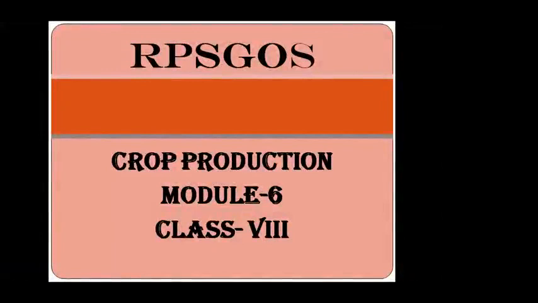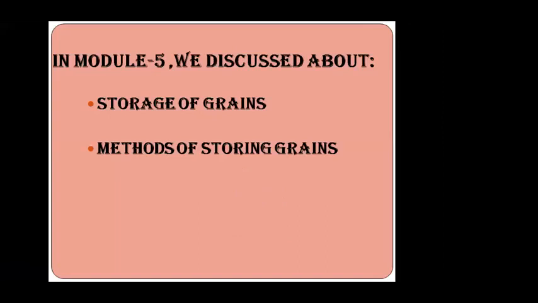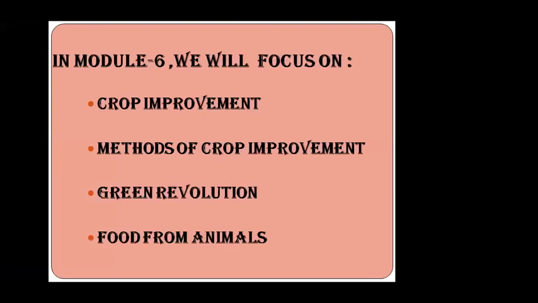Today, we will continue with the topic of crop production, Module 6. Before starting, just recapitulate what we have done in Module 5. We discussed the storage of grains and the various methods of storing grains. Today, in this Module 6, we will focus on crop improvement, methods of crop improvement, the Green Revolution, and food from animals.